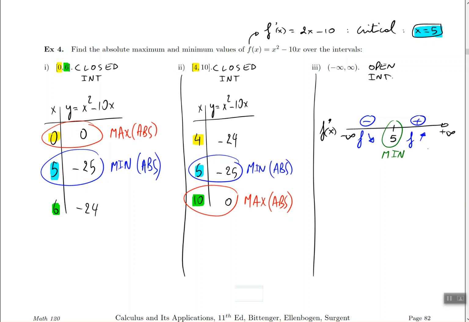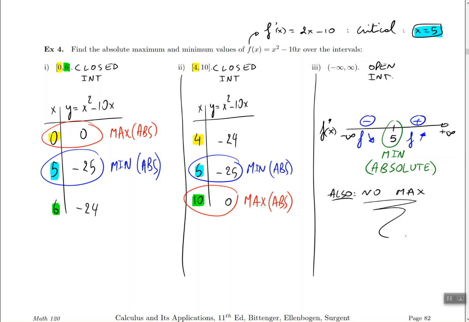Now on this graph, 5 was the only critical number. So according to what we just learned, this is what we call an absolute minimum, because it is the only minimum on the whole graph. So did that make sense or no? Let me know. Also, it is important to notice that the last part has no maximum, right?